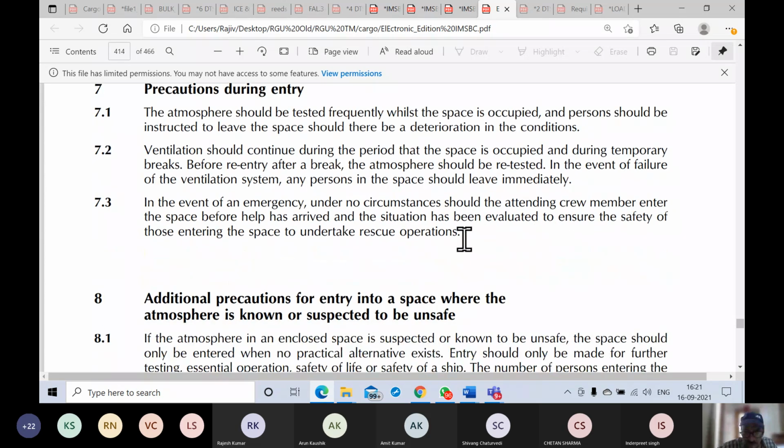Ventilation again continuous, even in temporary breaks. Even for a tea break, ventilation should continue. If there is a re-entry after a break, atmosphere should be retested.